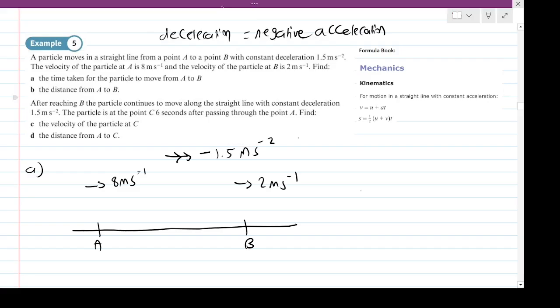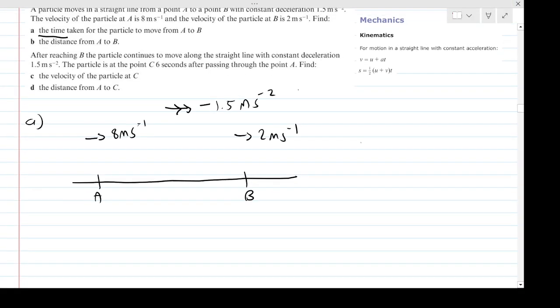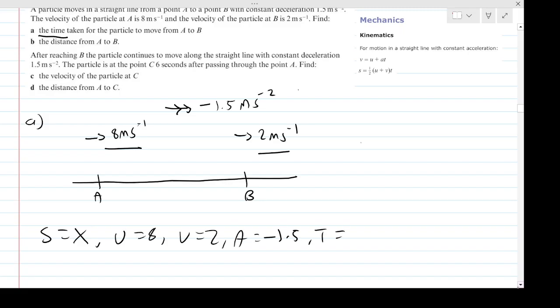Then in part A, it wants me to find the time taken from A to B. So I want the time. If I list my SUVAT: S, the displacement, I don't care about, I'm not given anything. U is the initial velocity of 8. V is the final at 2. A is the acceleration, which is negative 1.5. And T is the time which I want to work out.